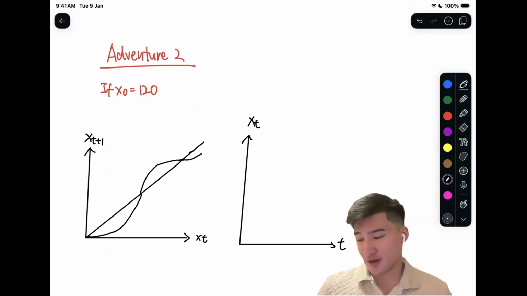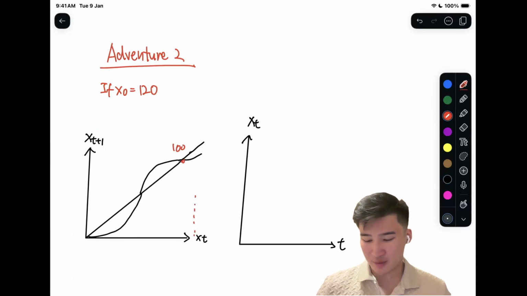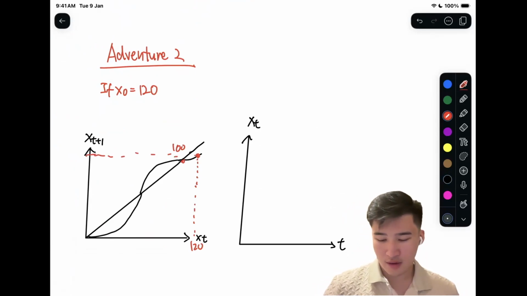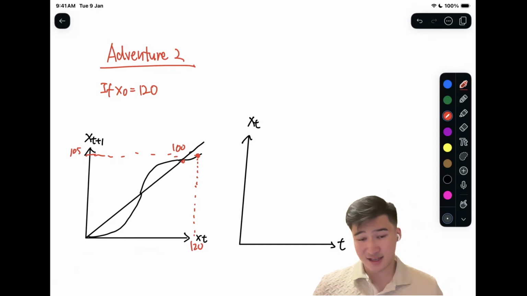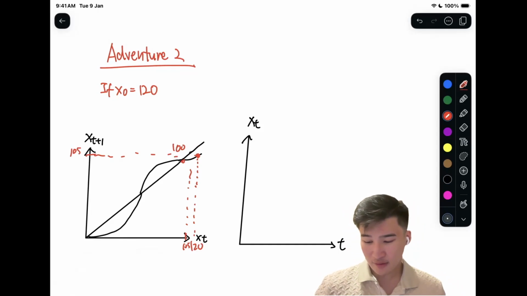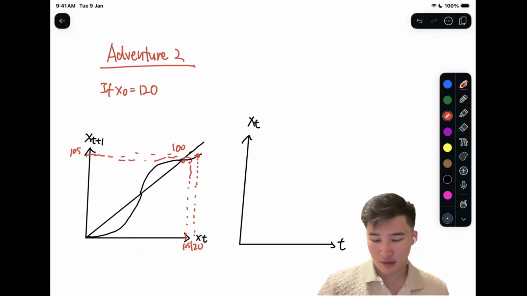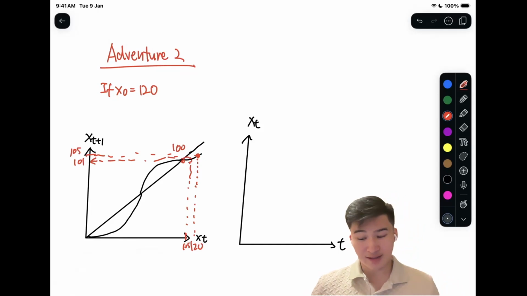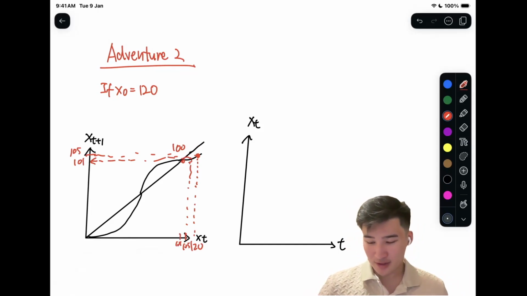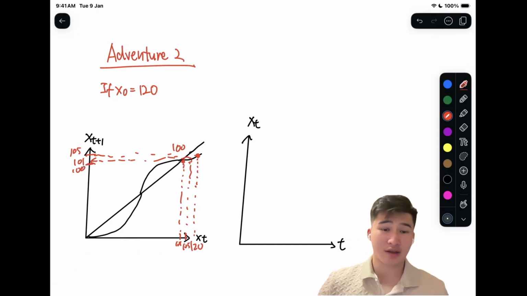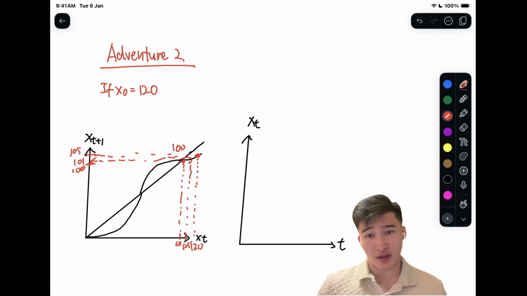What if we start from 120? We know that this point is 100, and we can assume that maybe this point is 120. So the 120 would go here. But this time, the curve is here, and the answer would be 105. Let's say the next day we come again and we try to look for 105. So let's say this one is 105. 105 is kicking us to maybe 101. And the next day we're going to come and try 101. So 101 is here, but this time the answer is going to be 100. So when we reach 100, we're going to stay at 100 because it's an equilibrium point.